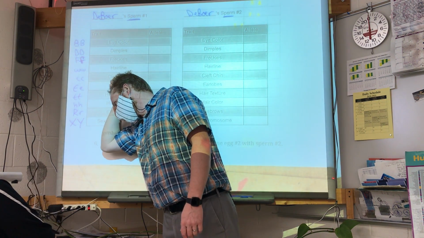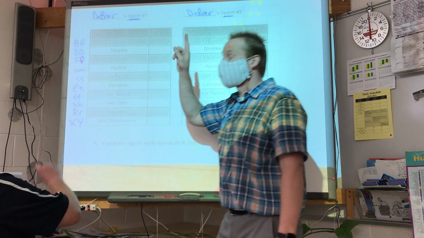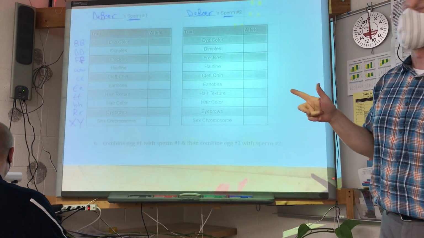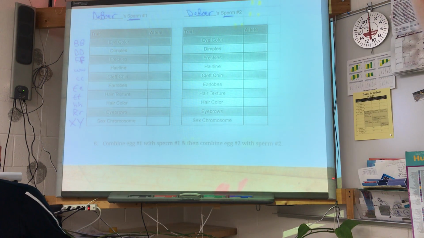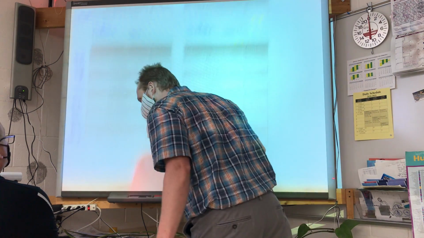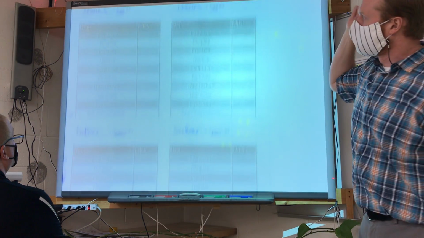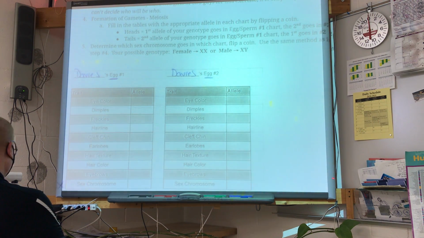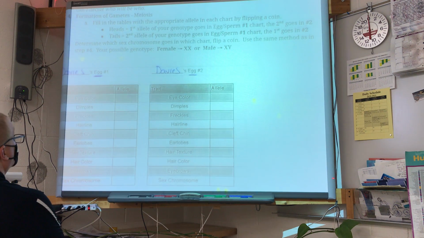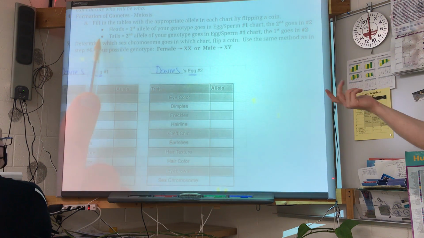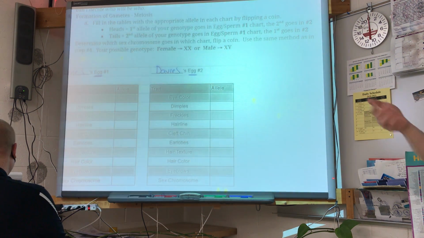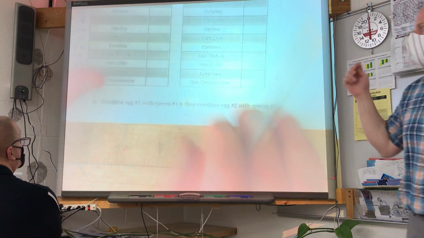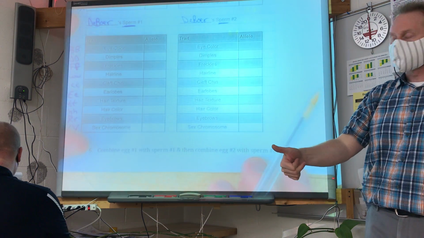So technically, we're supposed to flip a coin. Up in the instructions, instructional step number four, it says fill in the table as appropriate, flip a coin to determine which allele goes where. So he's going to flip a coin, and like Jason said, gee, I wonder which one Mr. DeBoer is going to give us, right? But we're going to flip a coin.